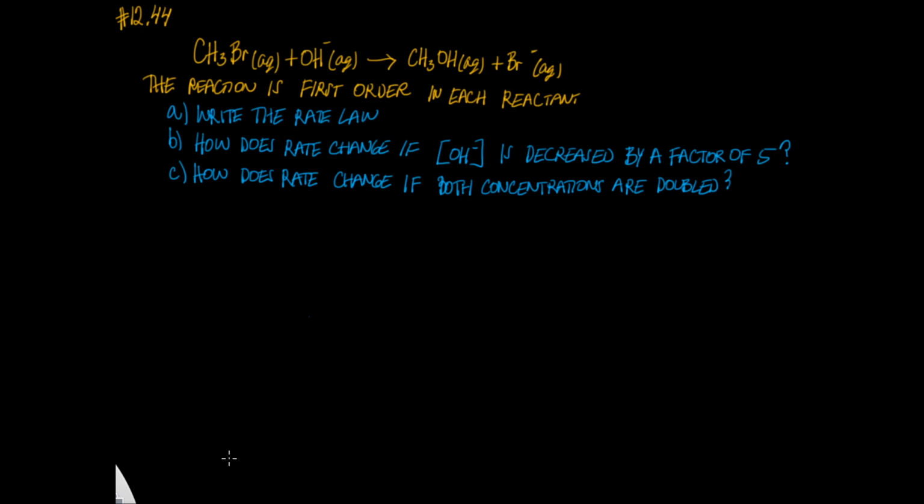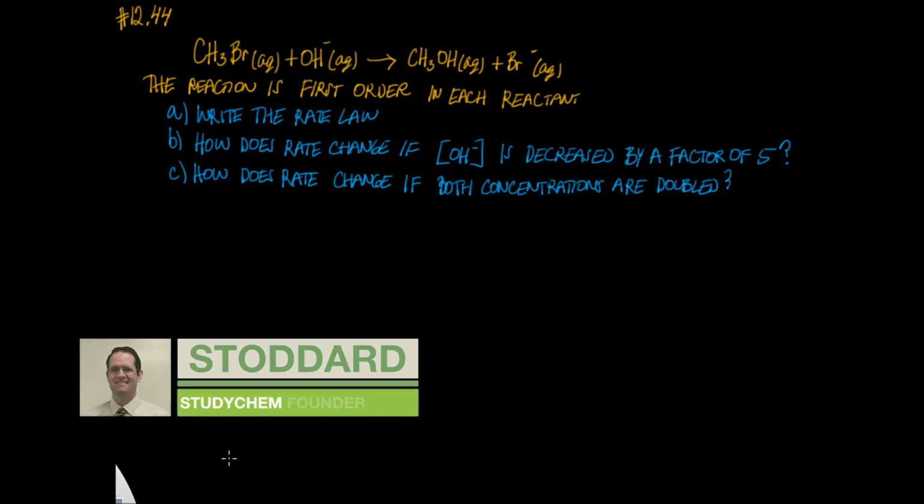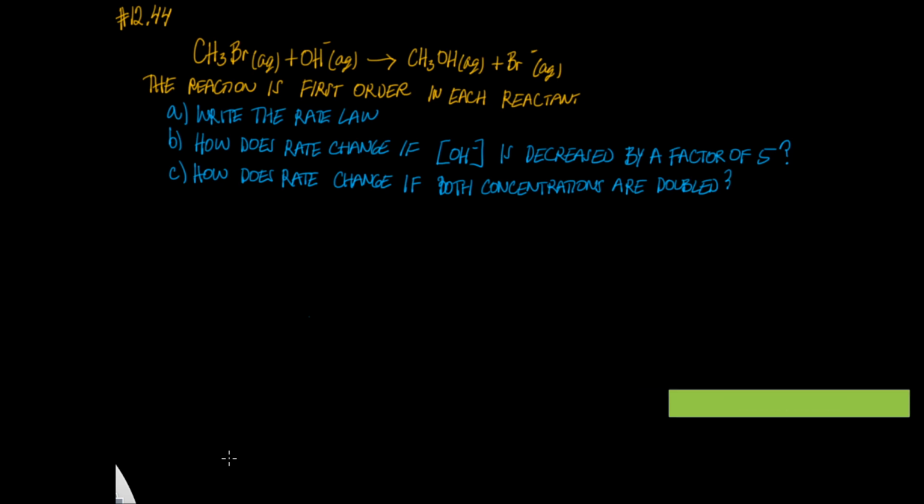In this problem, we're told that bromomethane is converted to methanol in an alkaline solution. The reaction is first order in each reactant. We're given this chemical equation here, and we're asked to write the rate law and then do a couple other things with the rate law.